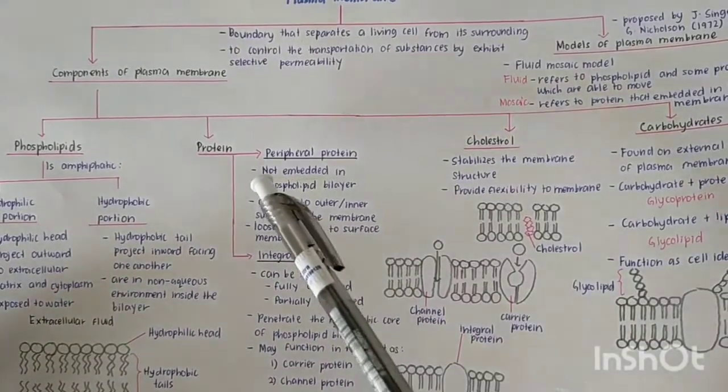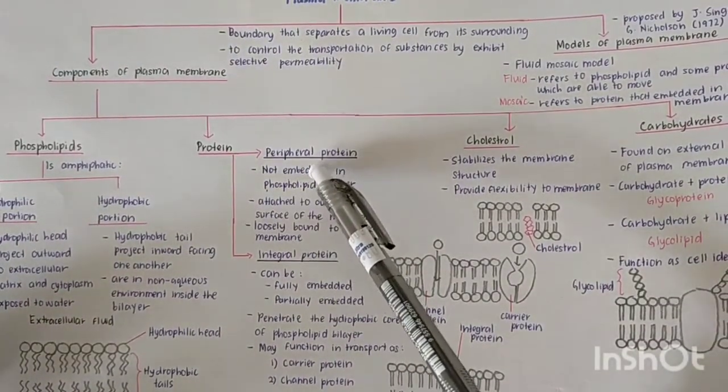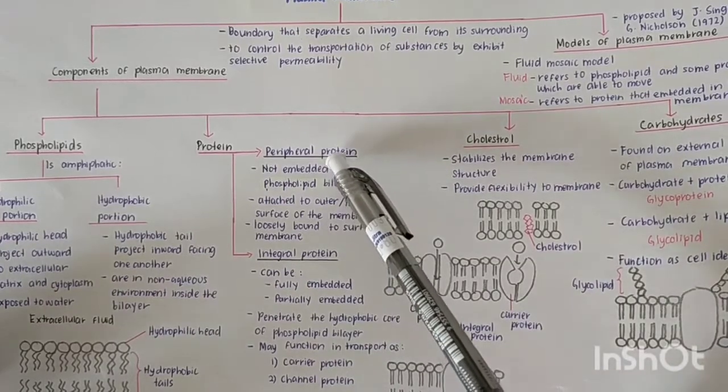Now we look at the protein. For protein that can be found in the plasma membrane, there are two types of protein.